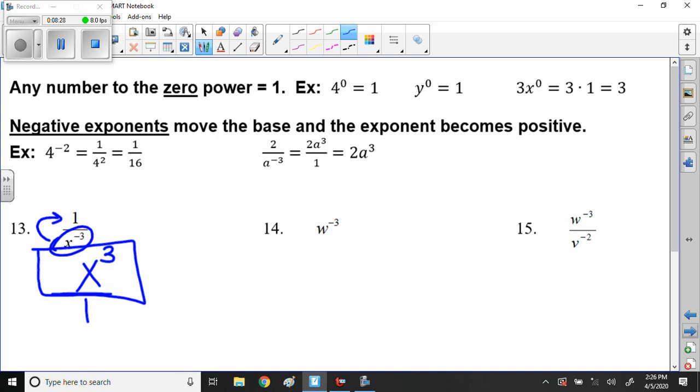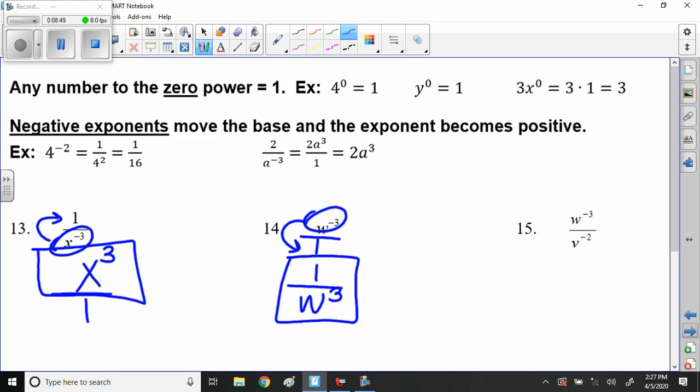Now, if my w has a negative 3 on it here and it's in the numerator, I like to put the 1 below it so that I can see what's going on. And then I say to myself, hey, it's in the wrong spot because it has a negative exponent on it. So since it's in the numerator, the w is going to move into the denominator and have a positive 3 on it now. And we do need a placeholder for the numerator, so we need a 1 there.